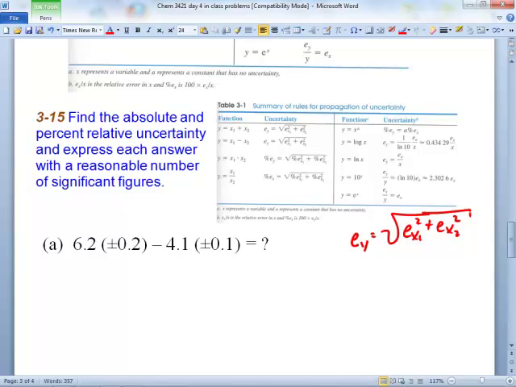Did I lose anybody? So for EX1, what number is it going to be? I guess you call this X1 and that one X2, so this would be EX1. According to the equation, I have to take 0.2 squared plus 0.1 squared, see what you get, take the square root, and that's your EY. That's your absolute uncertainty.